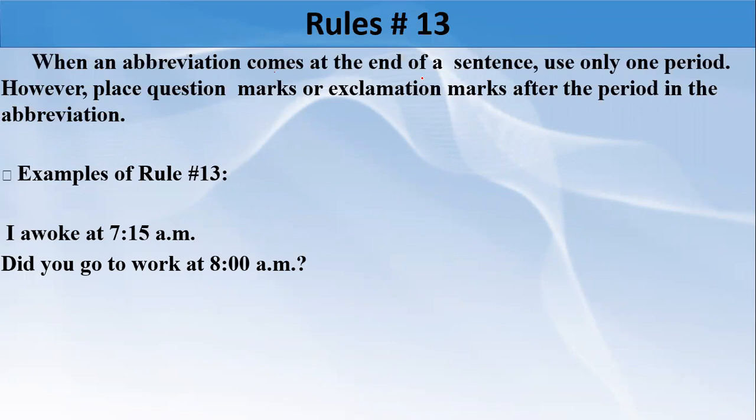Moving to rule number 13: when an abbreviation comes at the end of a sentence, use only one period, one full stop, one dot. However, place question marks or exclamation marks after the period in the abbreviation. For example, I woke up at 7:15 a.m. Now this dot is a must after a.m., because when you write a.m. in small letters, we have to write two dots. Now it is at the end of a sentence. We would need to write another dot as well, but that is not necessary because we already have one dot.